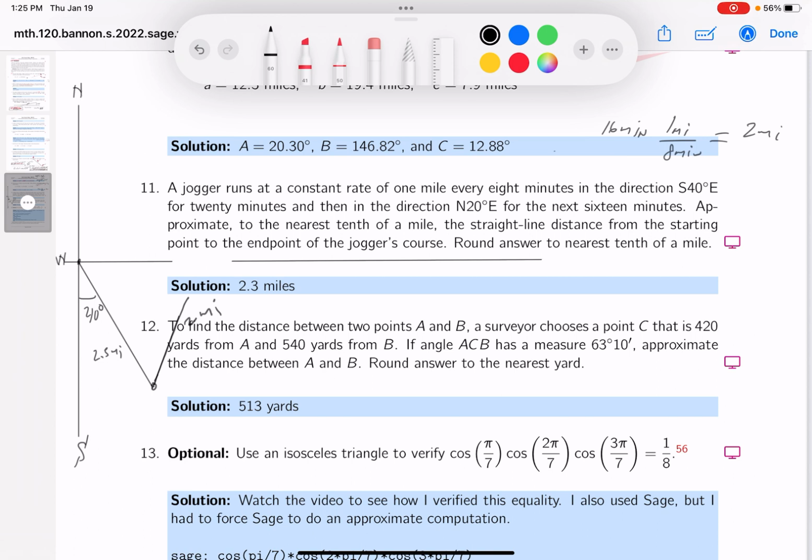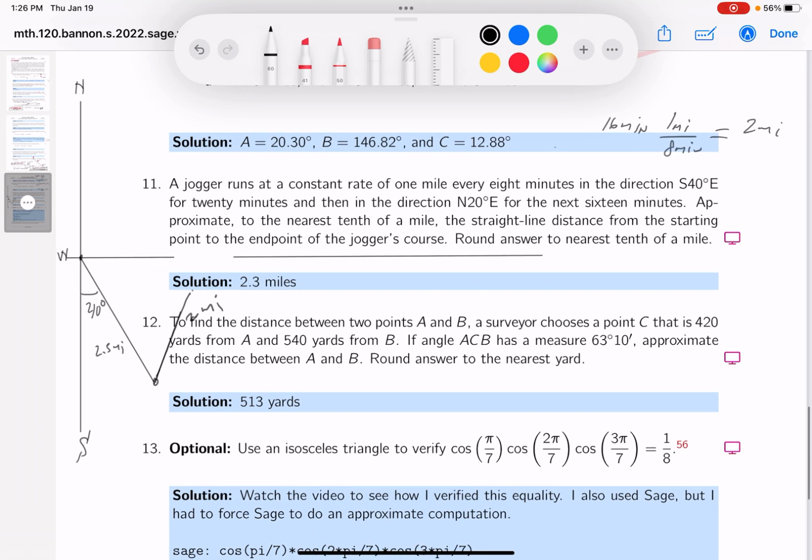Approximate to the nearest tenth of a mile the straight line distance from the starting point to the end point of the jogger's course. All right, so we ended over here. They want to get this distance here.